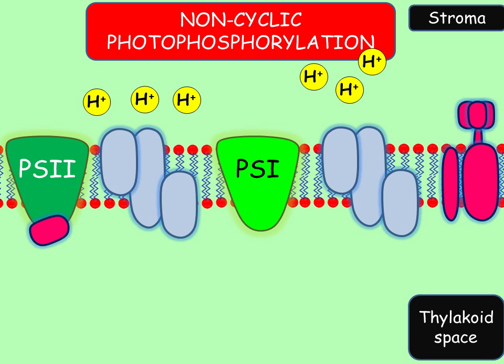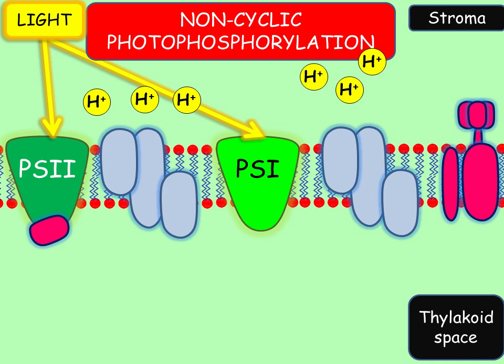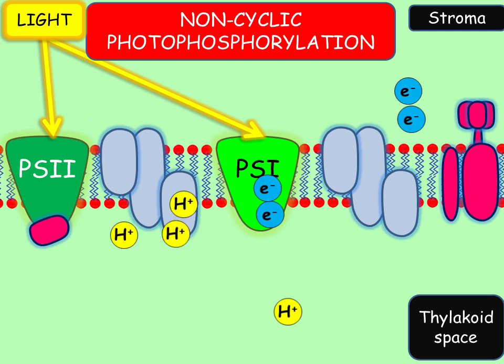This animation shows what happens in non-cyclic photophosphorylation. This time both photosystems are involved. When light is absorbed by the photosystems, just as before, the electrons at the base of the photosystem become energized, and they will leave the photosystem and pass through the proteins of the electron transport chain. The proteins will take some of the energy that the electrons had and use it to pump hydrogen ions across the membrane, just like before. You'll notice that the electrons from photosystem 2 have replaced those that left photosystem 1. But we still need to replace the electrons that left photosystem 2.